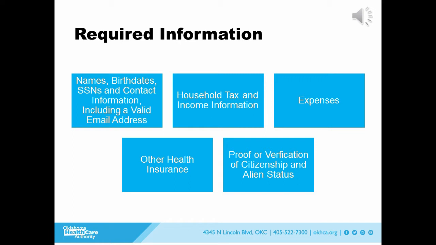Applicants need several pieces of information to complete the online application. We recommend that you have the following available: names, birthdays, and social security numbers of those living in the household, address, and mailing address if different, phone number, email address, household tax information, income, earned and unearned income will be required for all household members, expenses, and proof of verification of citizenship and alien status.